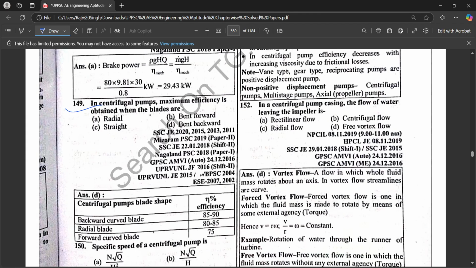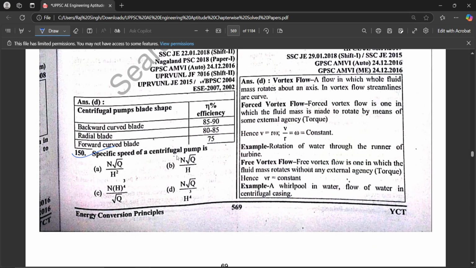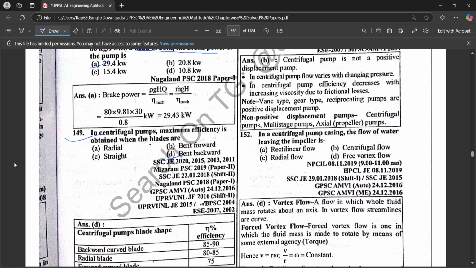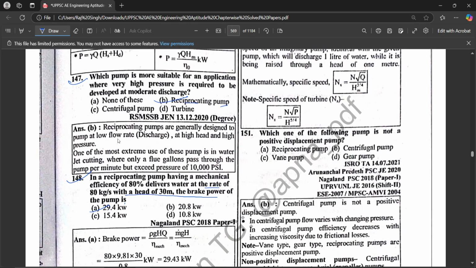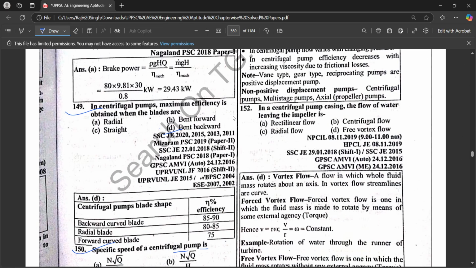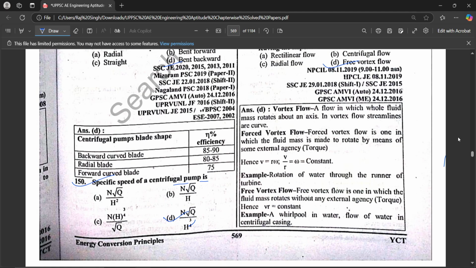In a centrifugal pump, maximum efficiency is obtained when the blade is bent backward. The specific speed of a centrifugal pump is N root Q by H to the power 3 by 4. D option is correct. Which one of the following pumps is not a positive displacement pump? Which is the centrifugal pump. In a centrifugal pump casing, the flow of water leaving the impeller is a free vortex flow.